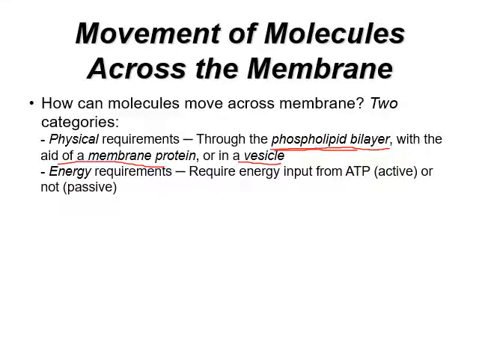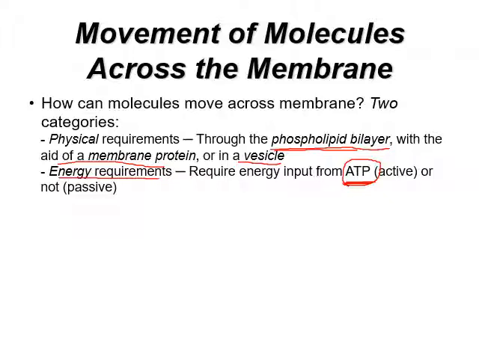Okay, the other component is energy requirements. Okay, sometimes the cell has to exert energy to move a molecule across the membrane. Sometimes it doesn't. Okay, so when we talk energy for our cell, we're going to use adenosine triphosphate, ATP. That is our fuel. That's our gasoline for our cells. Okay, we're going to spend a whole lecture talking about how this is made. But for now, if you see ATP, that means the cell is using it for energy.